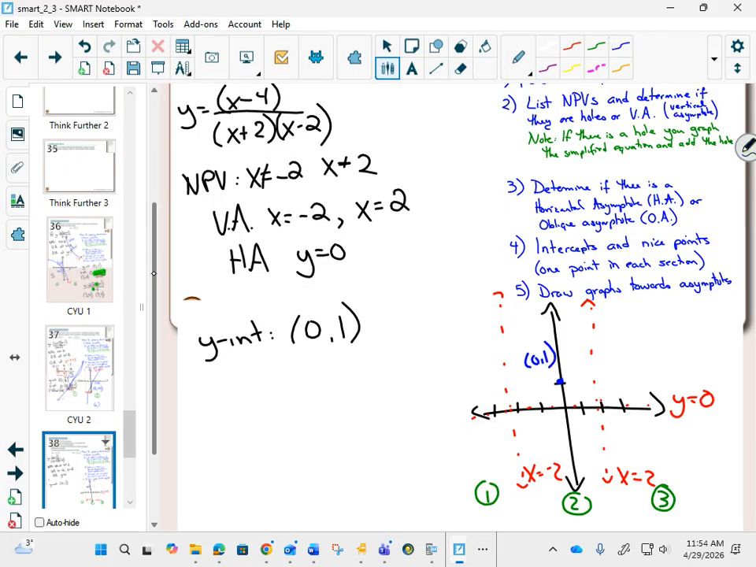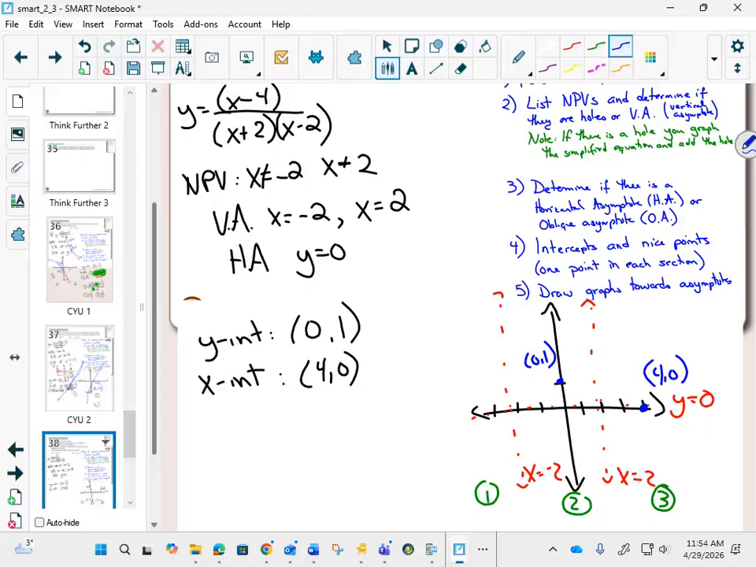Label the point. Next, x-intercepts. Go to your factored version and just look at your numerator. The bottom would cancel out. So (4, 0). Uh-oh, this is going to bother you. (2, 3). It's right on your asymptote. That's weird.